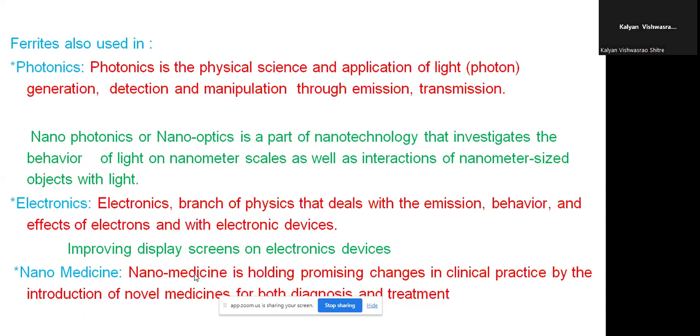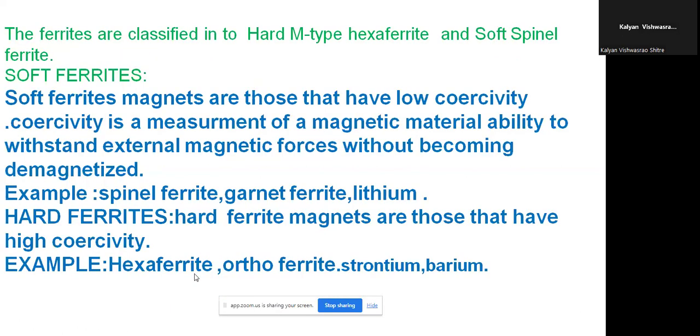Electronics. Electronics is the branch of physics that deals with the emission, behavior and effects of electrons and with electronic devices. Improving display screens on electronic devices. Nanomedicine. Nanomedicine is holding promising changes in clinical practice by the introduction of novel medicine for both diagnosis and treatment. The ferrites are classified into two main types, that is, hard M type hexaferrite and soft spinel ferrite.